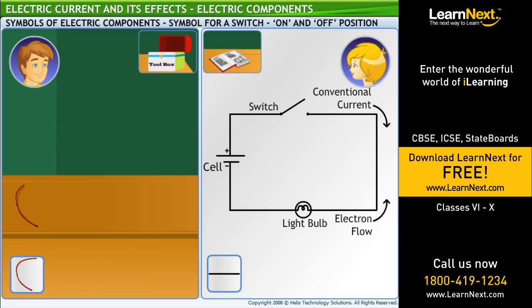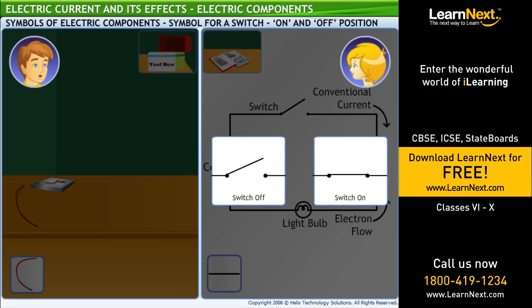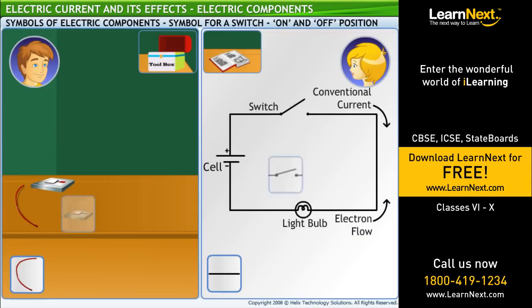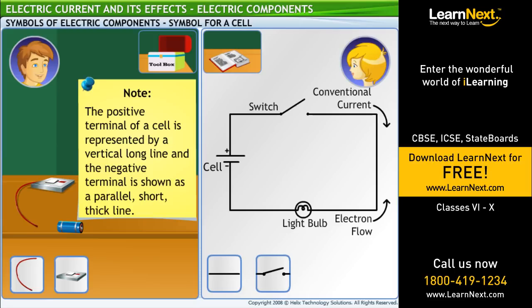Let's see. I've taken out a switch now. There are two symbols for the switch, one for the on position and the other for the off position. I will keep the switch in the off position for now. Let me connect the wire to the switch. So, what's the symbol for this? This is the symbol for a cell. The positive terminal of a cell is represented by a vertical long line, while the negative terminal is shown as a parallel shorter line.